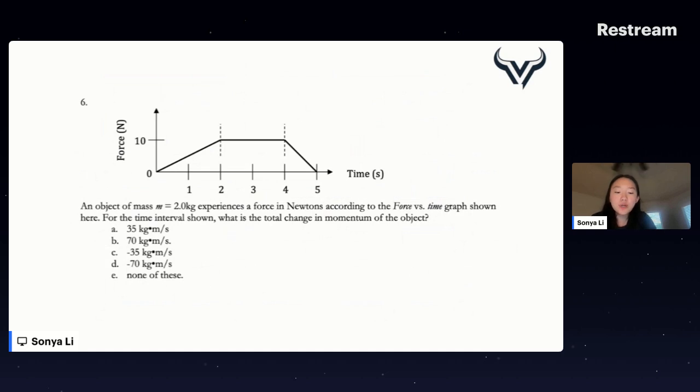Let's start with a simple question with a force-time graph. We are asked to find the change in momentum, otherwise known as impulse. Feel free to pause and try this yourself before I answer. From the equation that we just learned, impulse equals force times time, which means that we should find the area under the graph, which is 35 kilogram meters per second.